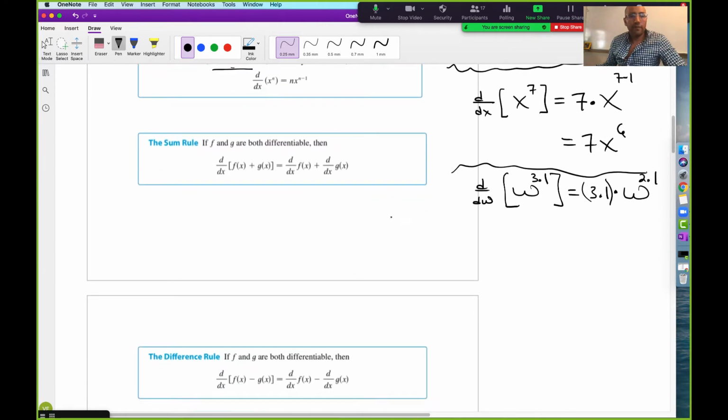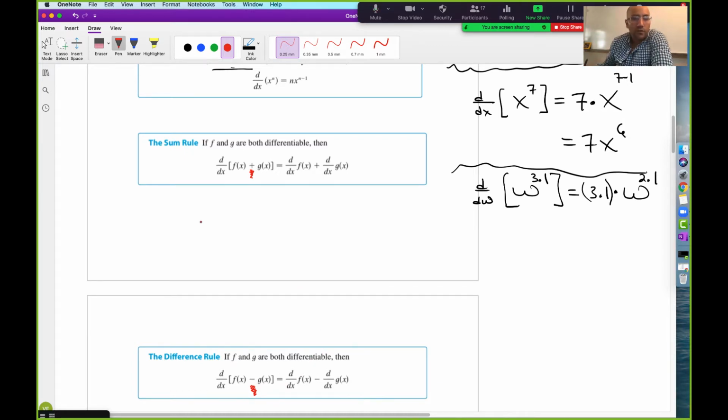Then there's the sum and the difference rule, which are identical, except here we have an addition, and here we have a subtraction. If we have two different functions being added or two different functions being subtracted, and we want the derivative of that sum or that difference, then we can take the derivative of each function separately and then add them. So the derivative of the sum is equal to the sum of the derivatives, and the derivative of the difference is equal to the difference of the derivatives.